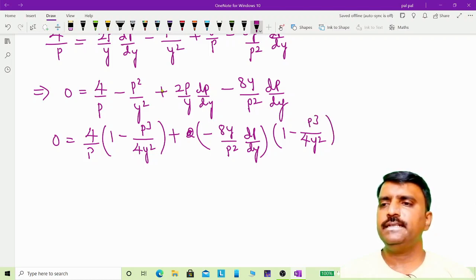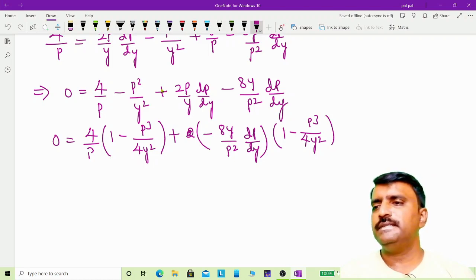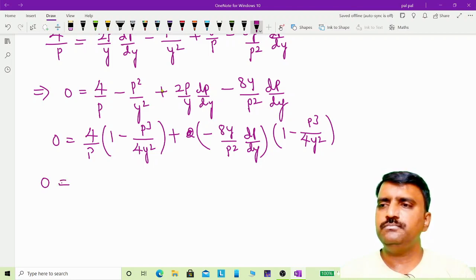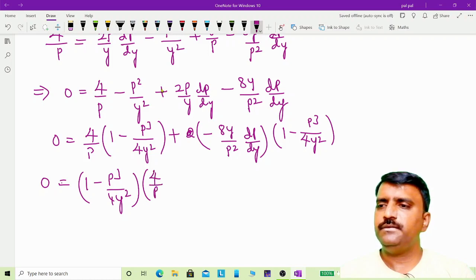And one more easy technique is, you just write whatever term is present here, blindly. So then definitely it is correct. So 0 is equal to, now you take 1 minus p cube by 4y square as a common factor again. So remaining here is 4 divided by p, and remaining here is minus 8y by p square into dp by dy.